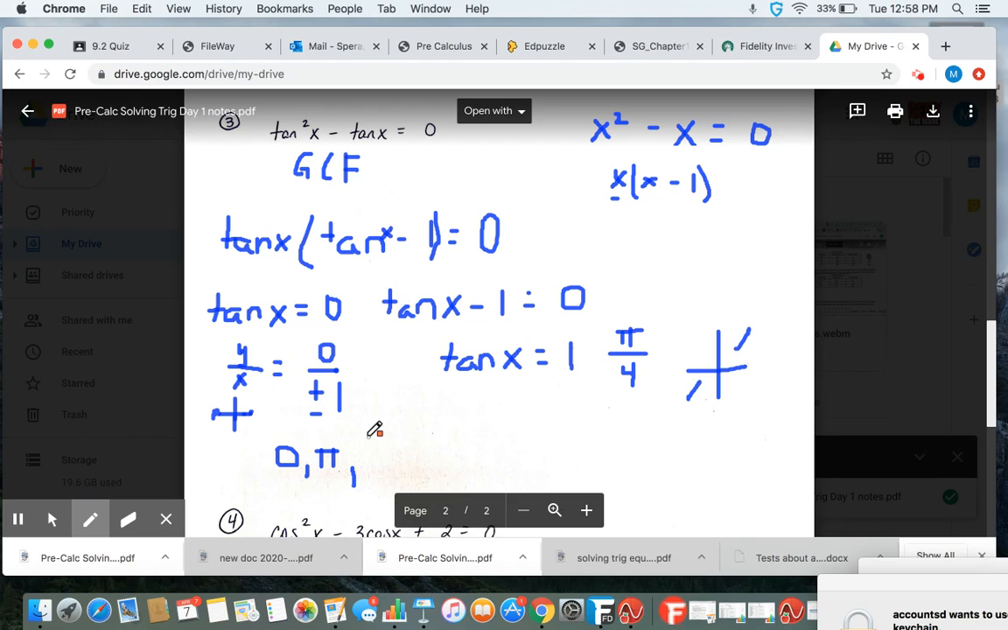So our other 2 answers would be pi over 4, because that's in quadrant 1. Right, our reference angle is always in Q1. And then in quadrant 3, five pi over 4. All right, those are our answers.